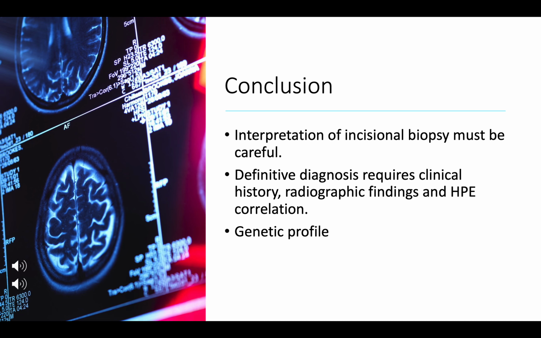In this case, we are not so sure of the origin of the tumour, whether it is primarily a salivary gland tumour or arising from the existing GOC. However, the appearance of the solid tumour, which is typical of mucoepidermoid carcinoma, helps us in our diagnosis. Whenever an incisional biopsy for a case like this is received, interpretation must be careful, and definitive diagnosis will require clinical history, radiographic findings, and histopathological correlation. And not to forget the role of genetic profile. This will determine the definitive diagnosis as well as help the surgeon in further treatment planning.